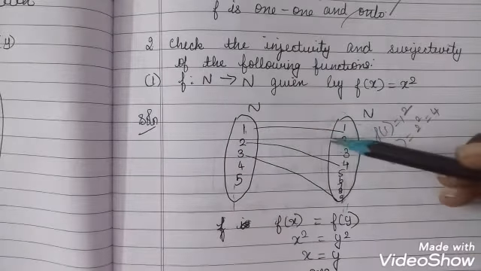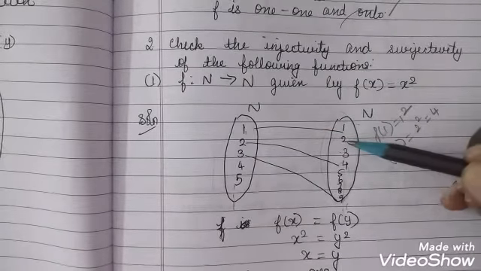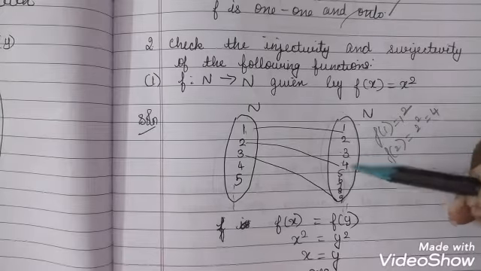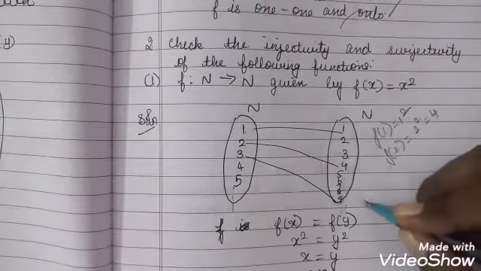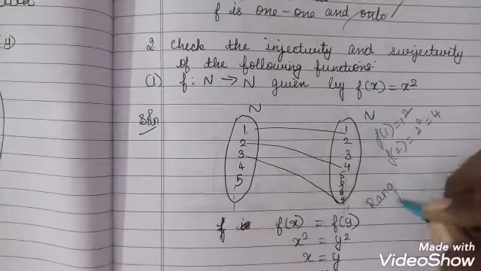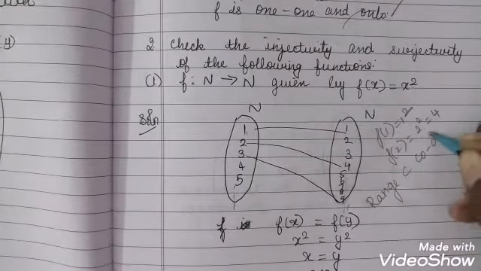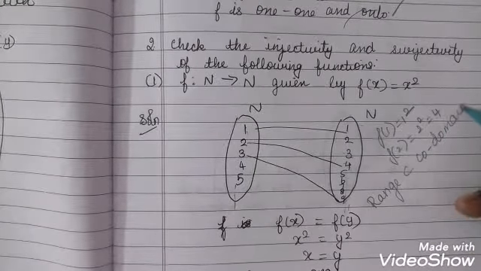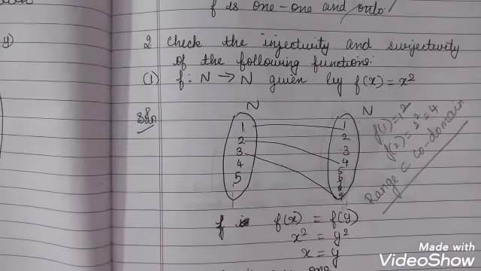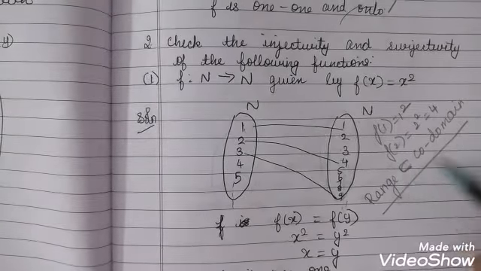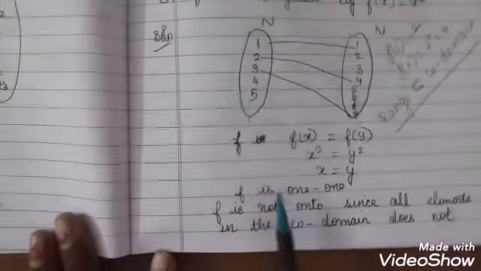Do all the elements have a pre-image? No. 2 doesn't have a pre-image. 3 doesn't have a pre-image. 5 doesn't have a pre-image in this case. In other words, I can say that your range is only a subset of the codomain. Only if your range is equal to the codomain can I say that it is an onto function. So range is only a subset of the codomain. See how I have written here.